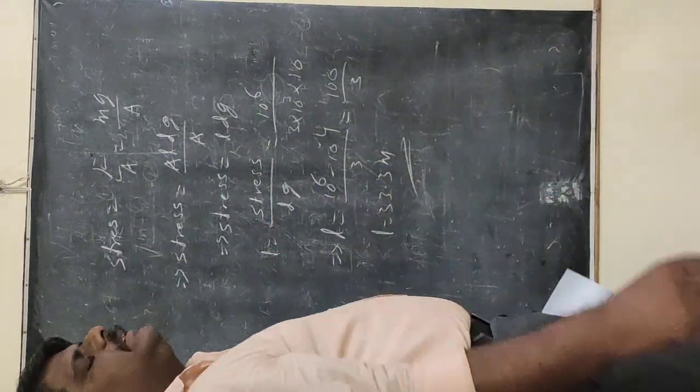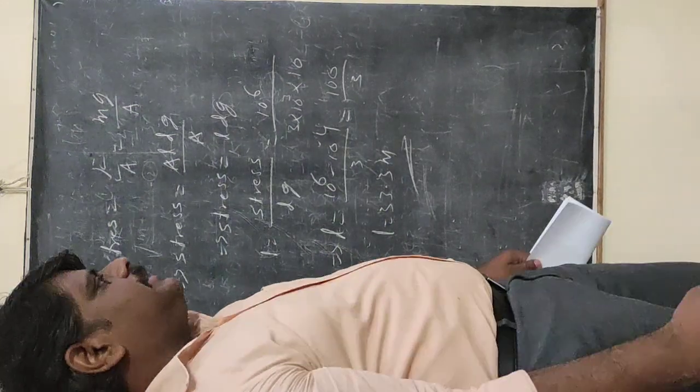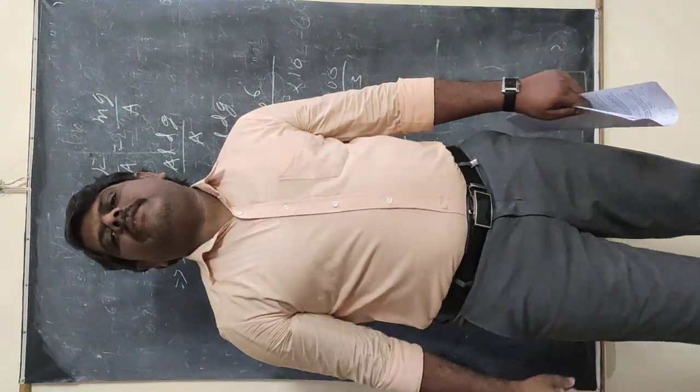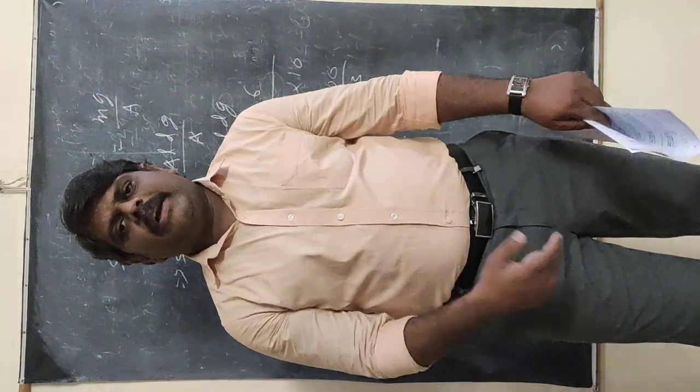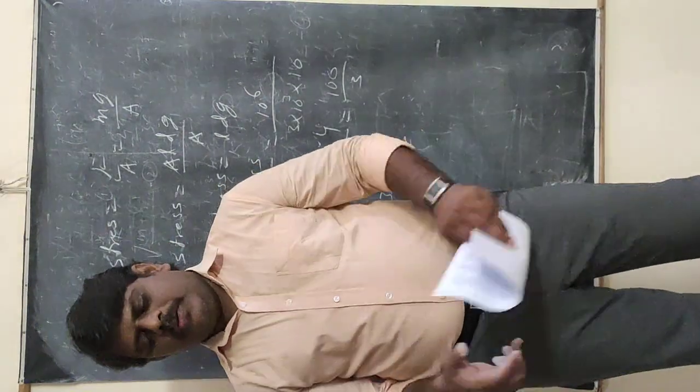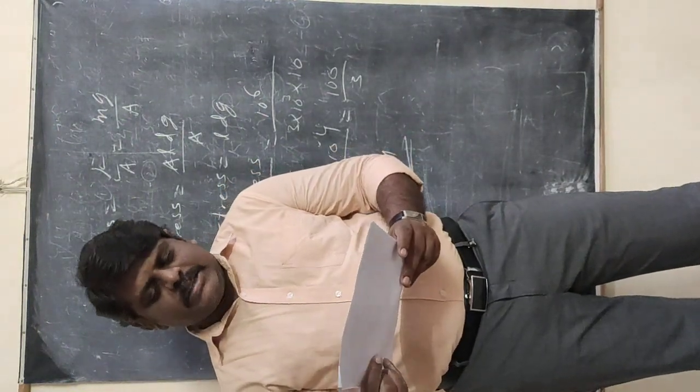So this is the length. That means at a length of 33.3 meters, if that wire is suspended, what happens? The wire will break by itself. No need to attach any extra weight. It will break due to its own weight. So which option is correct? The third option is correct.